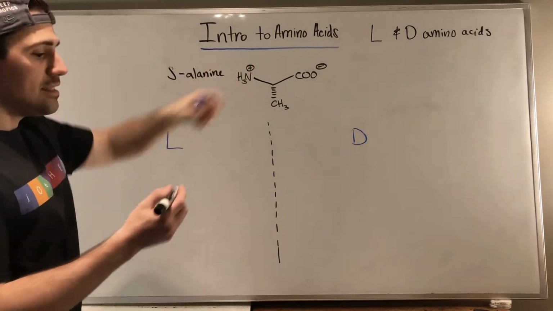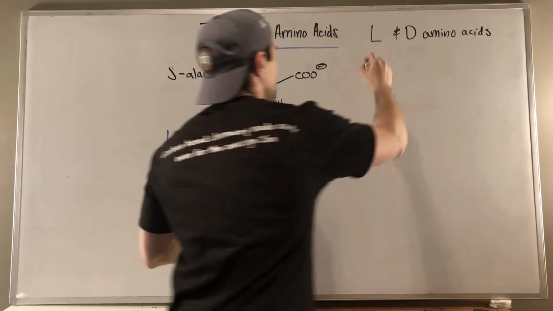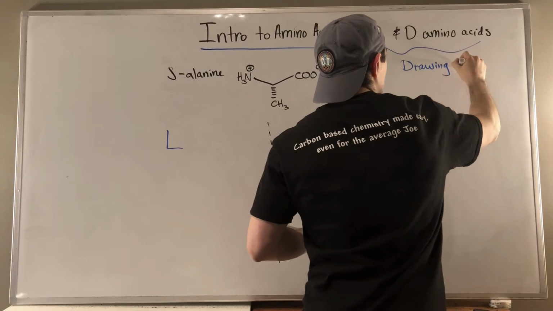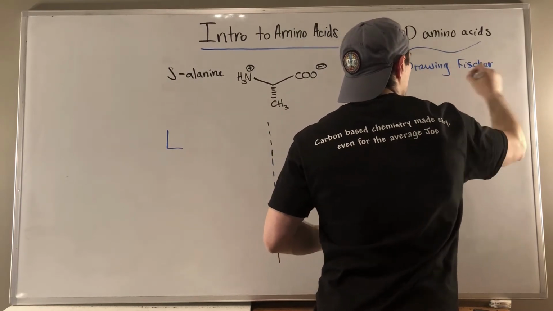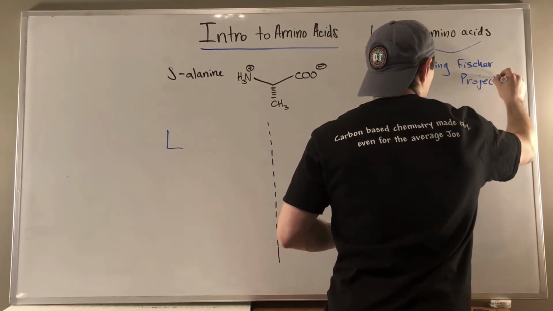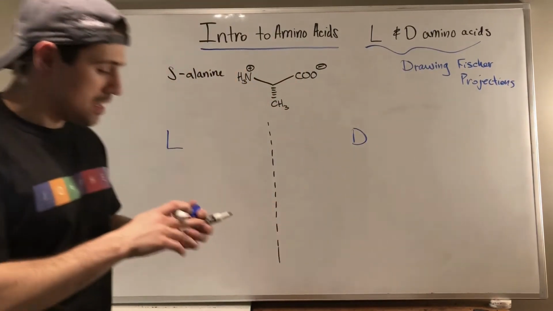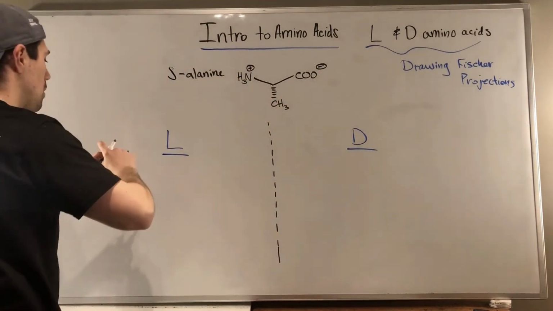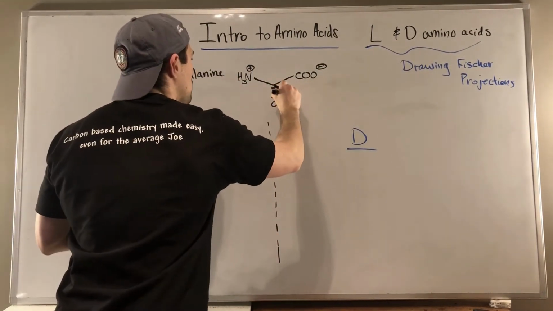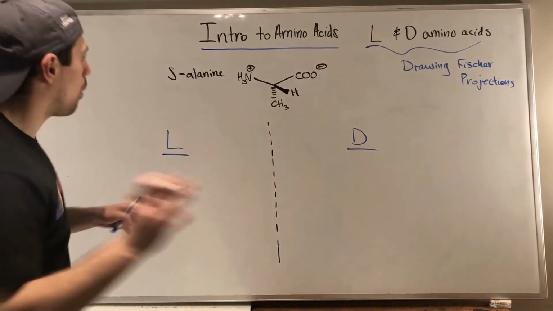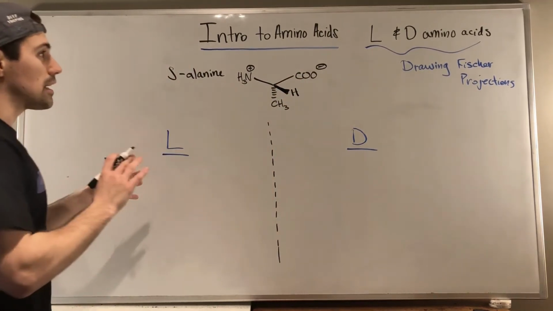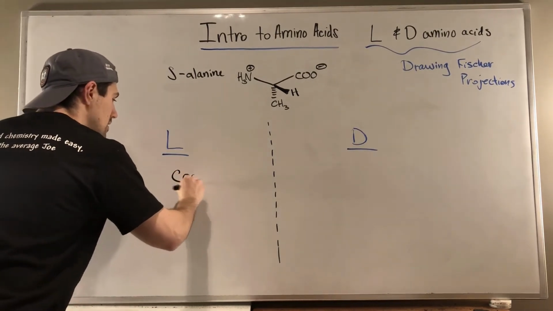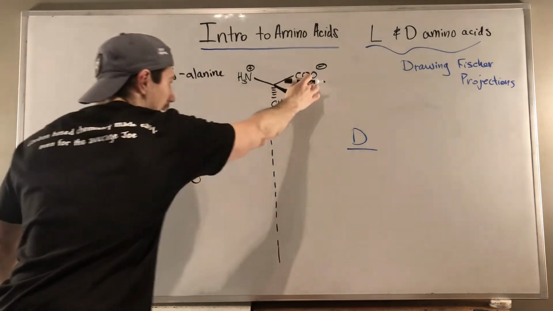So with L and D, when you use this terminology, we are drawing Fischer projections. So if you thought Fischer projections were dead, they are back one last time, okay? So when we draw L and D, if we're going to use alanine as a first example, we're going to do more than one. Much like carbohydrates, we have a convention. The convention is that you put the carbonyl up top, a carboxylic acid, right?